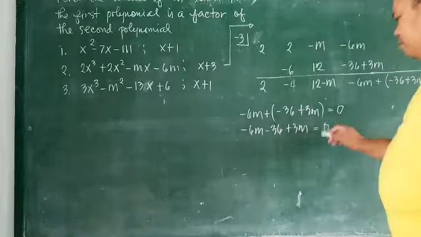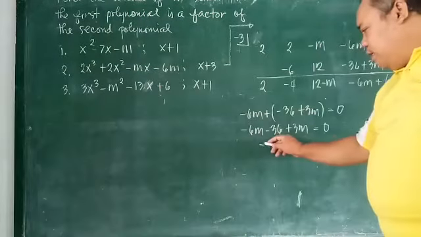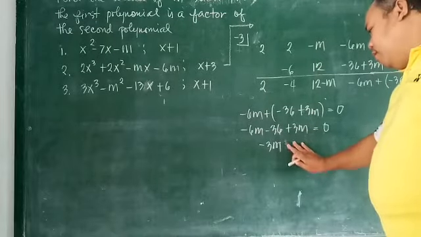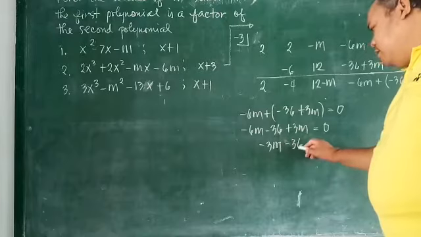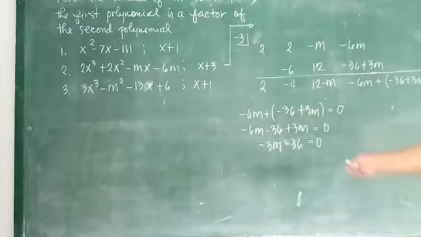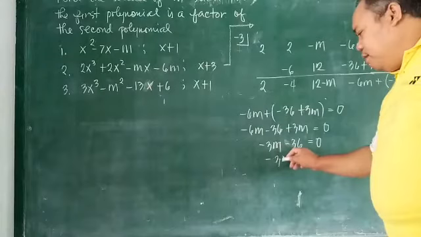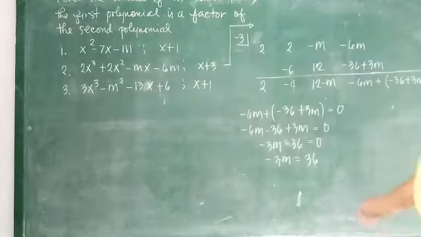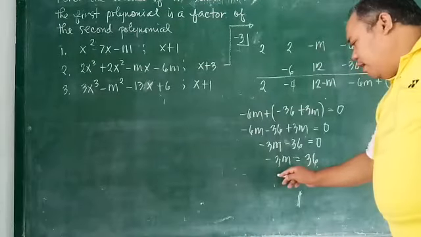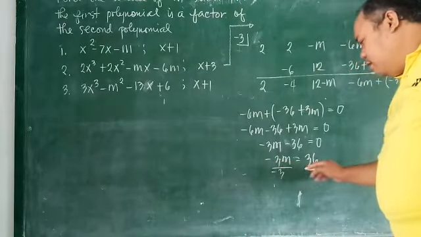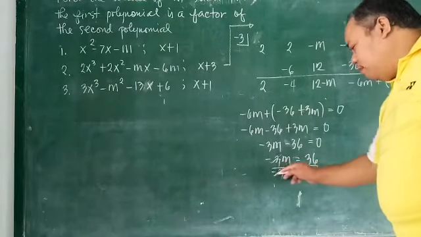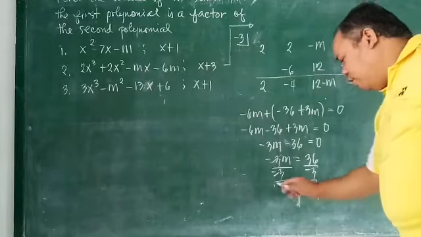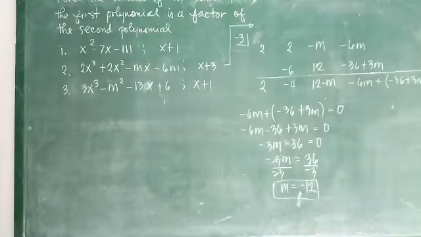is equal to 0. So deduct natin ito, this negative 3m minus 36 is equal to 0. So transpose natin 36 sa kabila, negative 3m is equal to 36, which we're going to divide both sides by negative 3. So m is equal to negative 12. Okay, that is what we call the value of m.